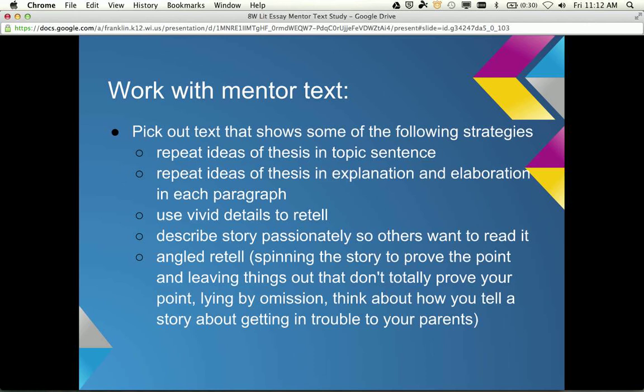You could look for how, if there's an angled retell, the author is spinning the story to prove the point and leaving things out that don't totally prove your point, kind of lying by omission. Think about how you tell a story about getting in trouble to your parents. You sometimes leave some things out so that you look innocent.